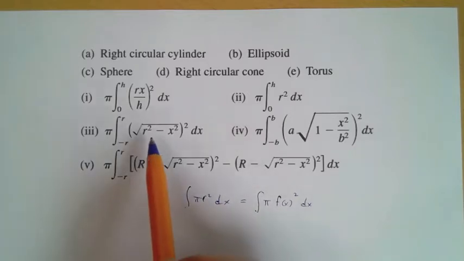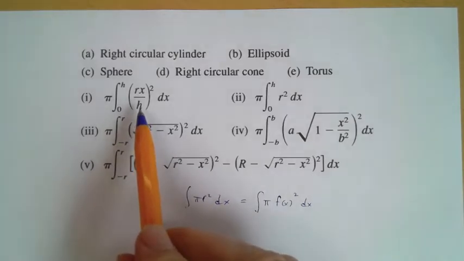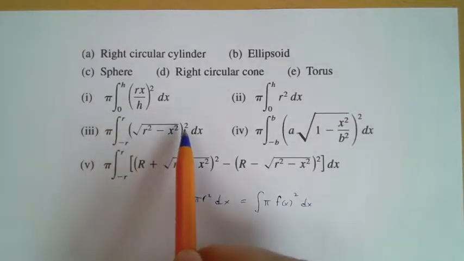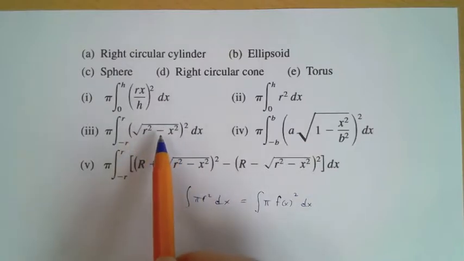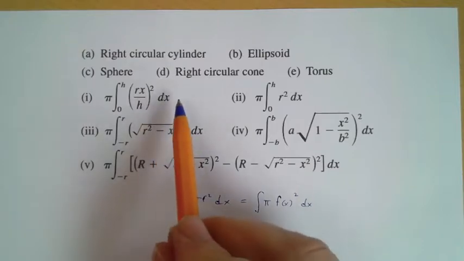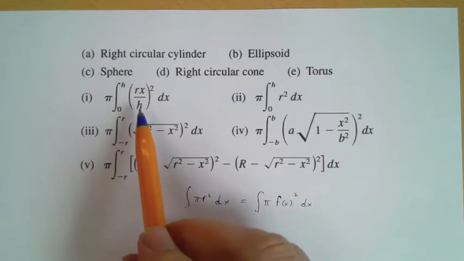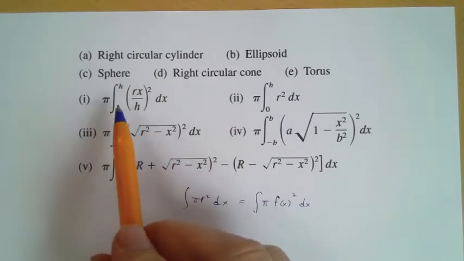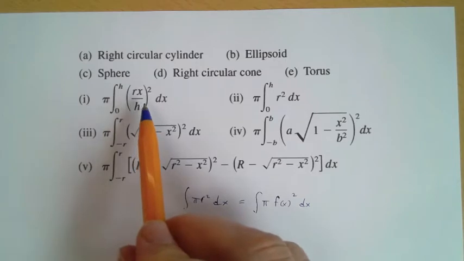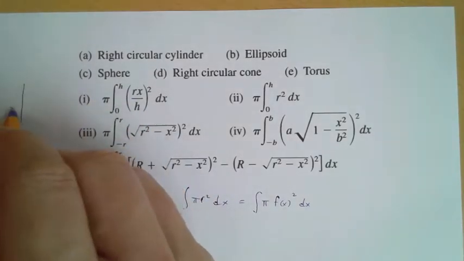So what it means is that I can look at what's inside the parenthesis, ignoring the square, and see that this is f of x. When I see f of x, I'm going to be able to draw what the volume of revolution is, and link it to A, B, C, D, or E. Let's try with the first one. So I've got pi times f of x squared. So f of x is this thing. What does it look like?